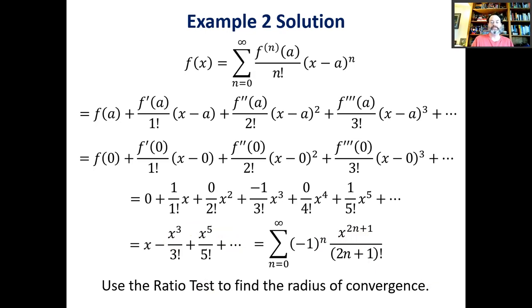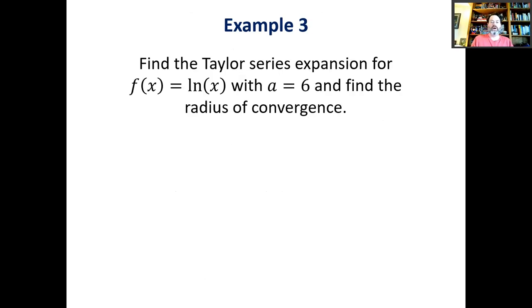All right, let's keep going. So now we're doing a Taylor series, not a Maclaurin series. And we're going to do natural log of x with a equals 6. And I will be doing the ratio test on this one for the radius of convergence because I want you to see it.